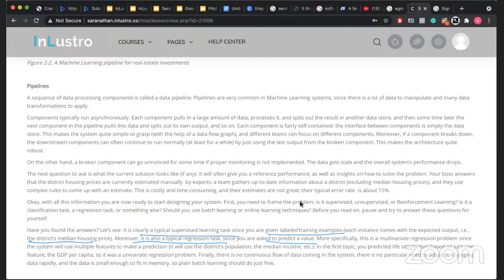So more specifically, this is multivariate regression. Multivariate means there are multiple variables involved in the process, and the system will use multiple features to make a prediction, right? The district population, the median income, and so on. In the first topic, you predicted life satisfaction just based on one feature, which is GDP per capita, right? So it's a univariate regression problem. And there was no continuous data coming into the system, so there's no particular need to adjust the data rapidly. The data is small enough to fit into the memory. So plain batch learning should do this time.